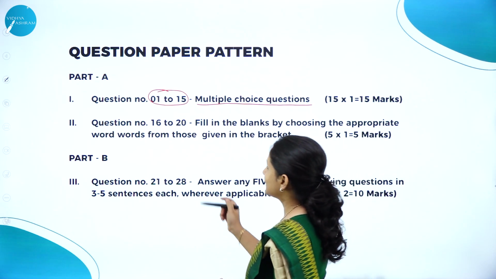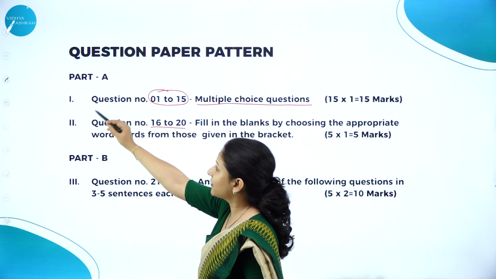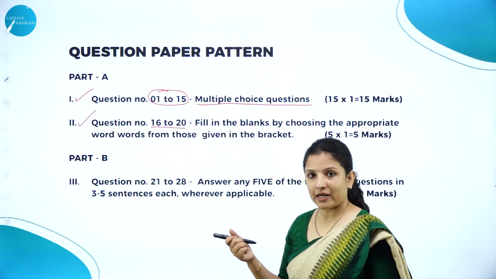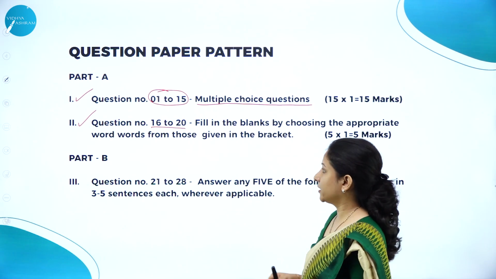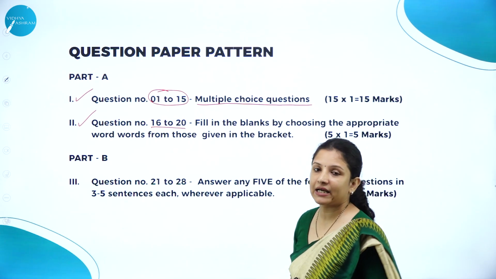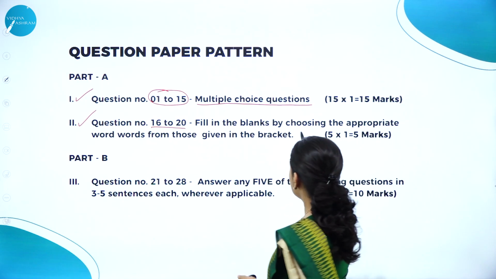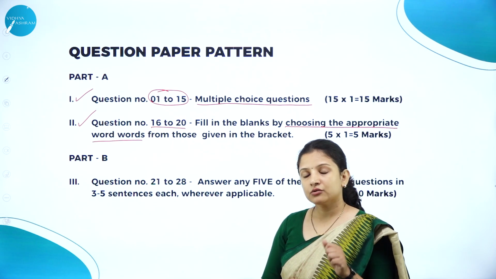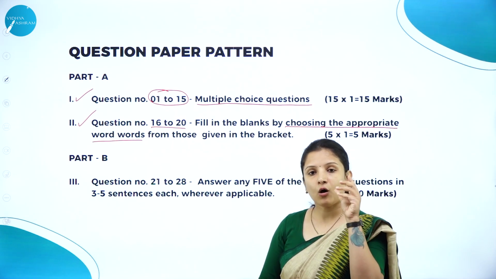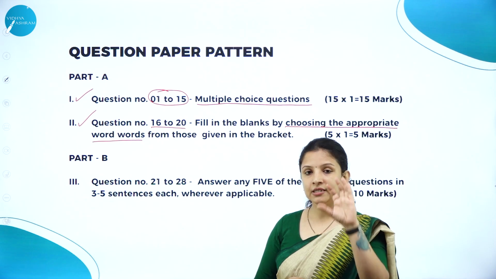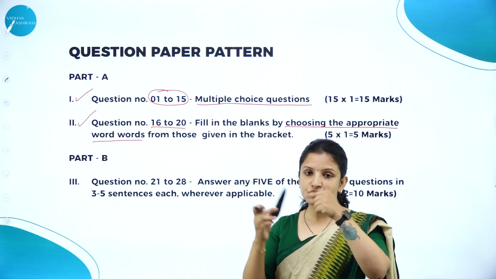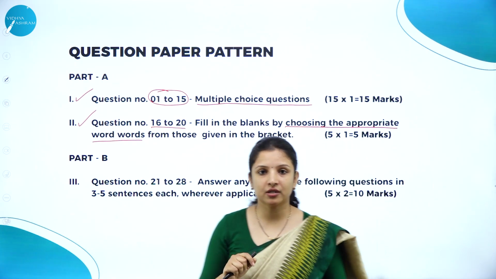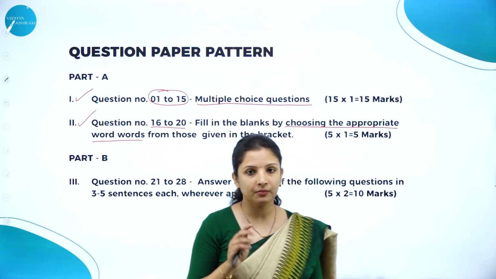Next, question number 16 to 20. Under part A, there are 2 mains, first main and second main. Earlier the question paper pattern was different. Now it's changed a bit. Question number 16 to 20 is entirely fill in the blanks. Here you have to choose the appropriate word. If they ask 5 questions, 5 options will be given. You have to choose the appropriate answer for those 5 questions respectively. That is question number 16 to 20, which comes under main 2.